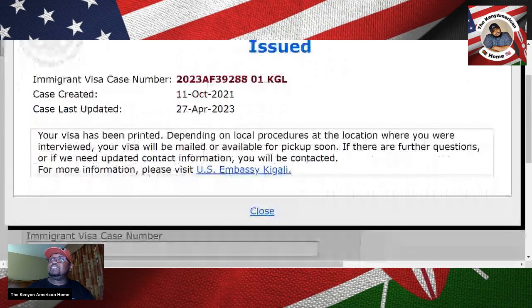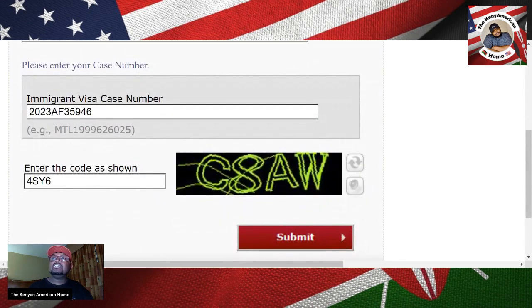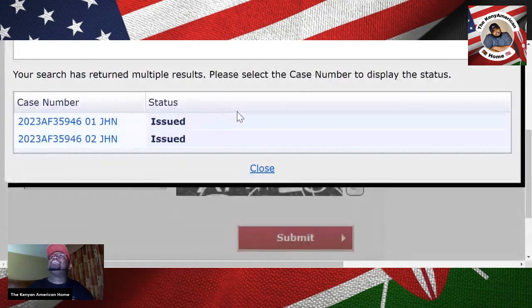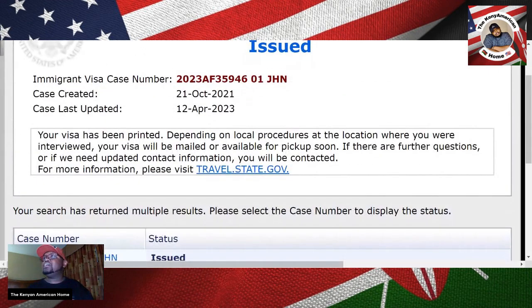Rwanda, 39,288 got their visa. And then, you know, there's a part of Africa we really haven't touched, and it would be good to touch this part of Africa. Can you guys guess which country this is? Boom, drum roll. Johannesburg, South Africa. It's number 35,946, Johannesburg.